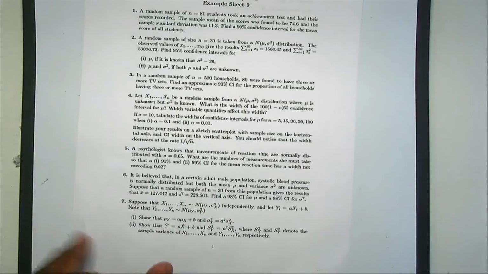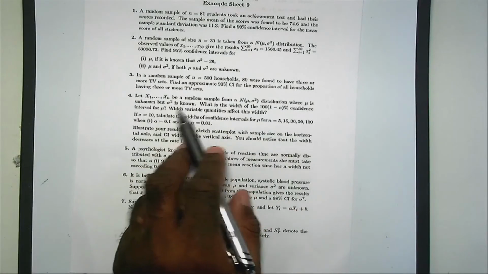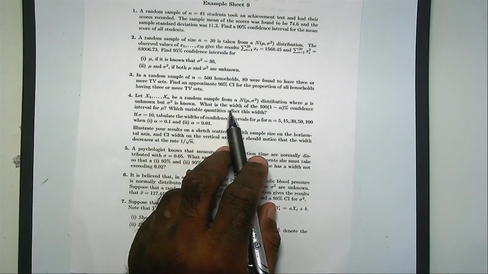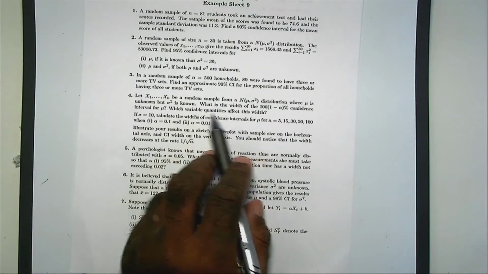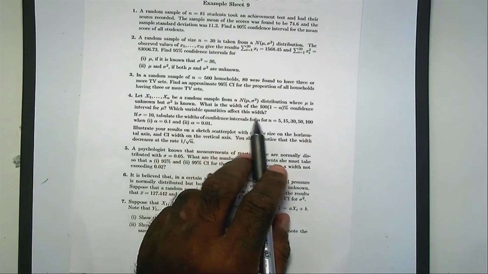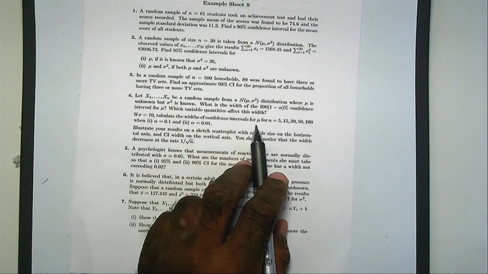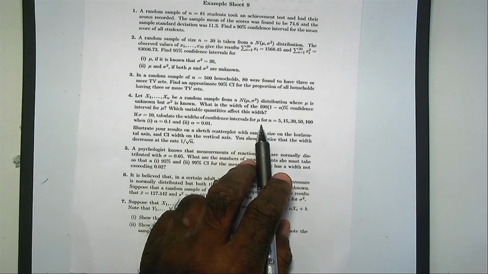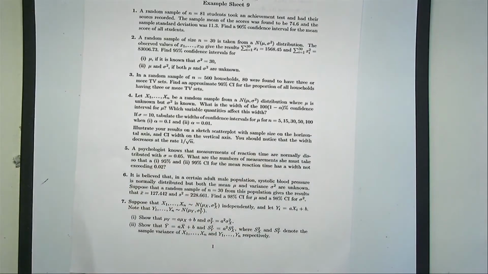Now let's move on to question 4. It has several parts. Here you have a sample from a normal where mu is unknown but sigma is known. What is the width of the confidence interval for mu? What variable quantities affect this width? Then for sigma equal to 10, tabulate the widths of the confidence interval for mu for these values of n and alpha. Let's see how we can do this.